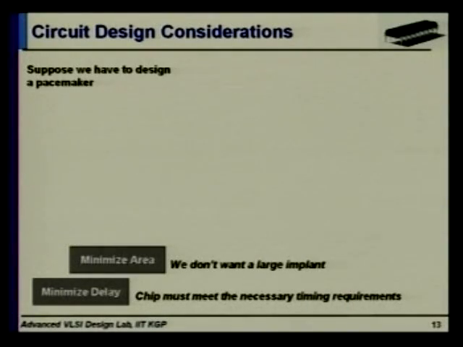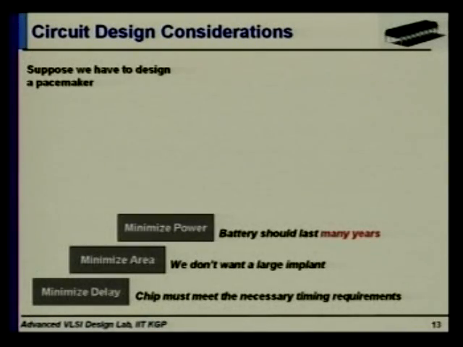We want to minimize area. We don't want to have a large implant for the pacemaker. It has to be a small thing. Minimize power. You don't want to have a pacemaker replacement operation every year. So ideally, once you implant a pacemaker, it should run for the rest of the life of that person.